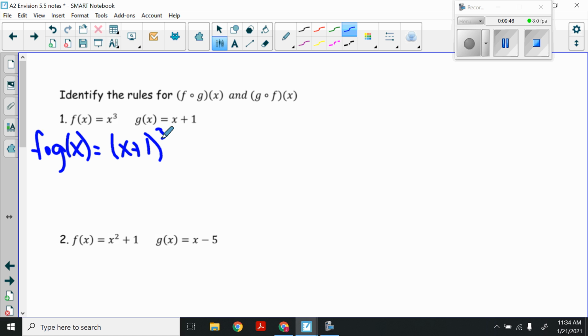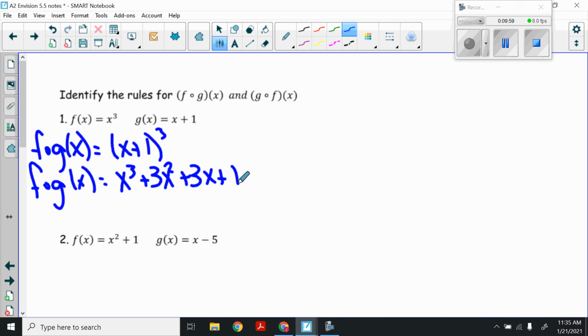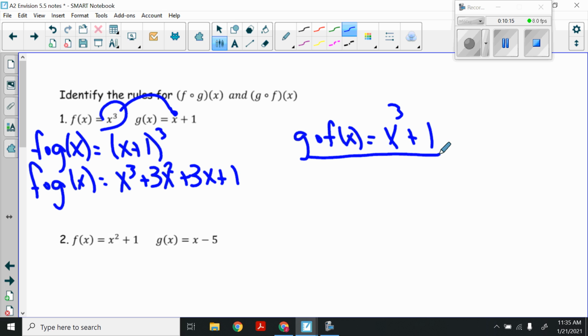We can FOIL all of that out if we want. If I FOIL all of that out, I end up with x cubed plus 3x squared plus 3x plus 1. Now we're going to go the other way, g of f of x. So that means now we're going to start with the f and plug that into the g. And so instead of x, I'm going to put x cubed plus 1. Nothing to work out there, so that one is done.